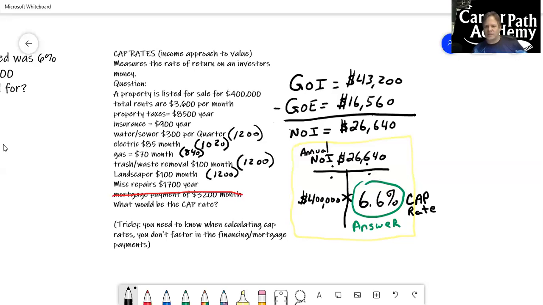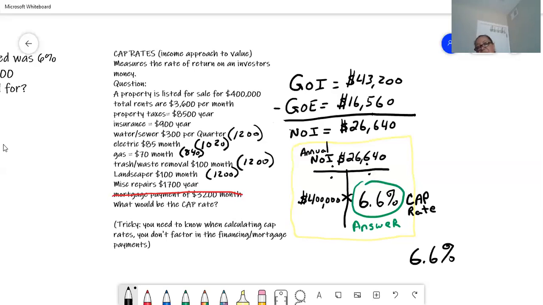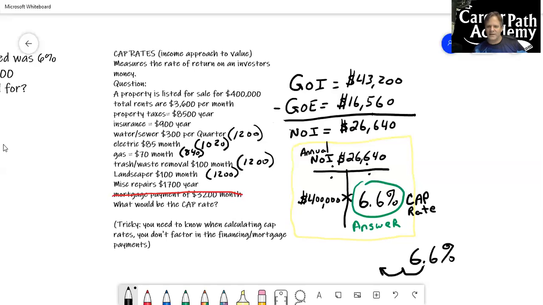So just so you guys know, how do you convert 0.066 to 6.6%? You go 2 decimal points to the right. So that's how you do it if you don't have a calculator handy. If you want to turn a number like 0.066 into a percentage, you move 2 decimal points to the right, and it'll be 6.6.